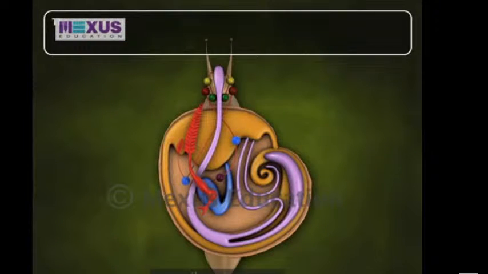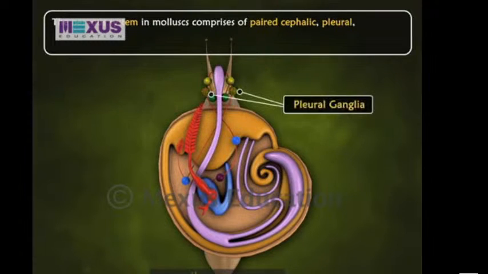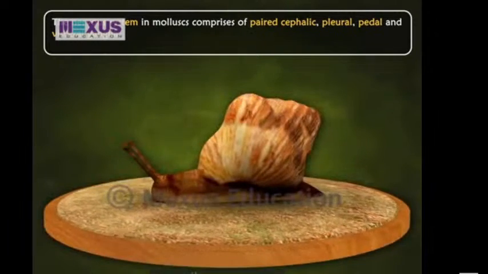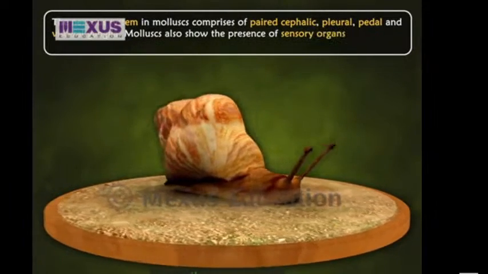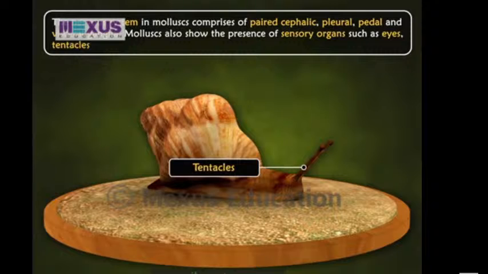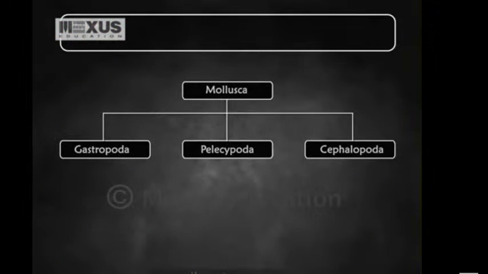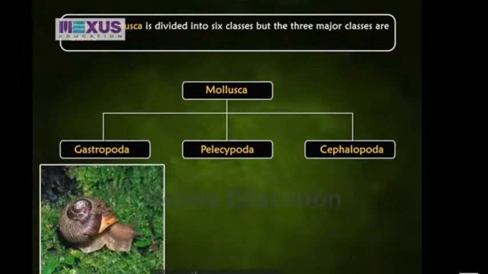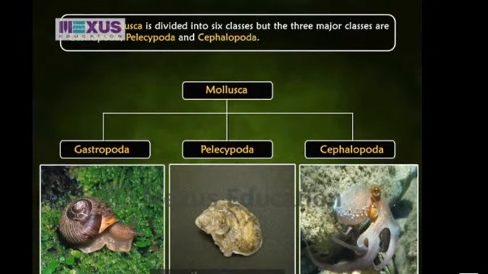The nervous system in mollusks comprises paired cephalic, pleural, pedal, and visceral ganglia. Mollusks also show the presence of sensory organs such as eyes, tentacles, etc. Phylum Mollusca is divided into 6 classes, but the 3 major classes are Gastropoda, Pelecypoda, and Cephalopoda.